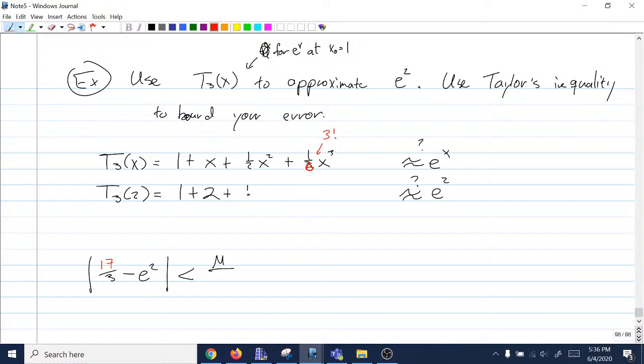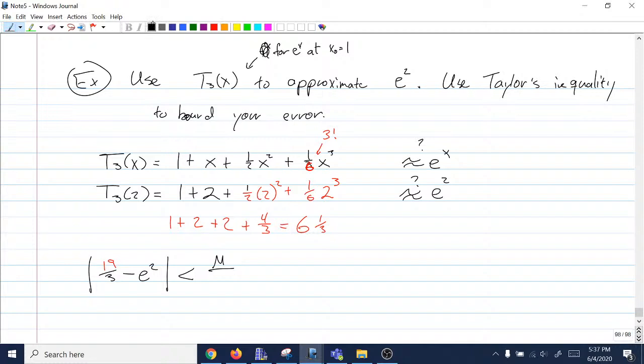Okay. 1/2 2 squared plus 1/6 2 cubed. That's 1 plus 2 plus 2 plus 8 over 6, which is 4 over 3. Oh, it is still just thirds if I reduce the fraction. That's 5, 6 1/3. So it's going to be 19/3. Okay. e squared is allegedly pretty close to 19/3.